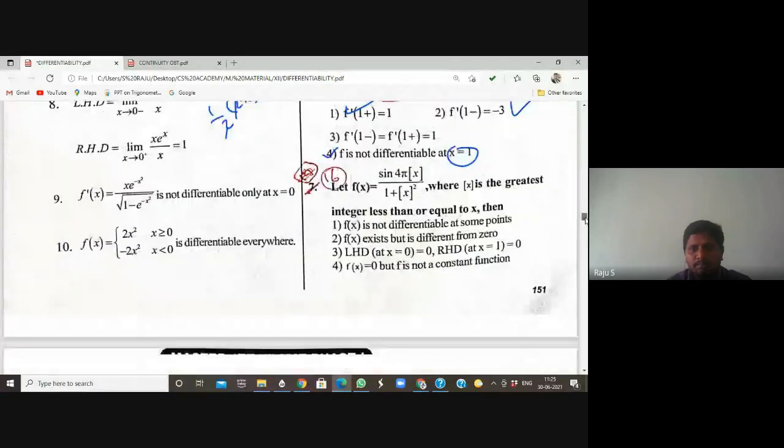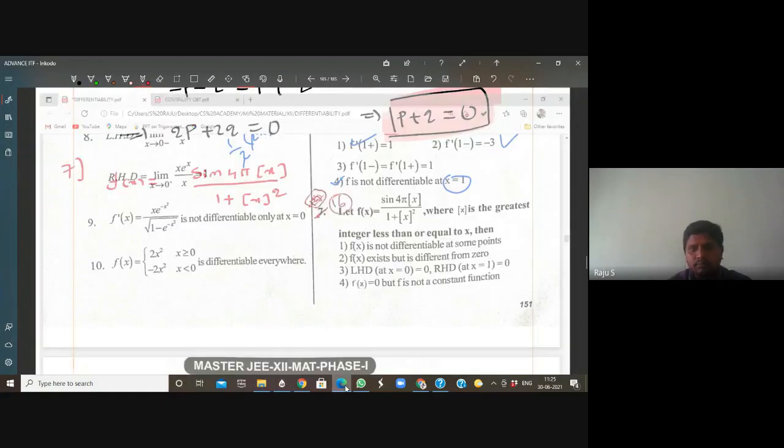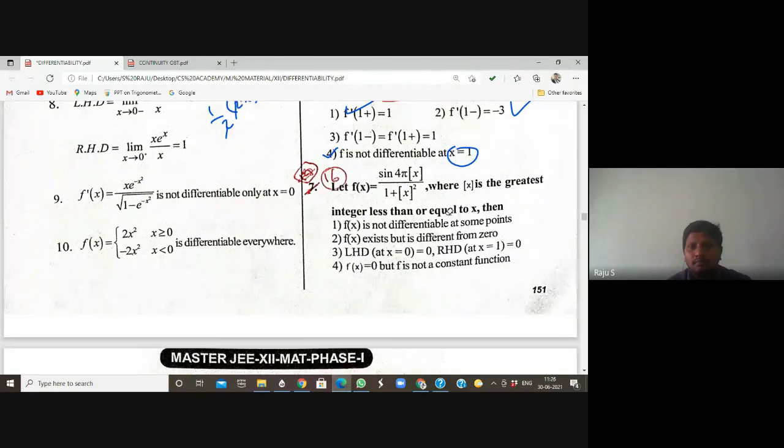Okay, then yeah, now they gave a greatest integer function. Let's see here. What is the question? 7th. f of x is equal to sine by 1 plus, whole square. Okay.